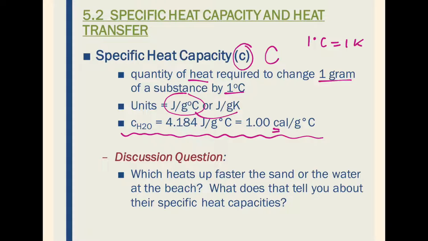Okay, so if we just have a quick little thought question here, based on what I've said so far about specific heat capacity, I want you to take a moment, pause the video, and think about this question. Which heats up faster at the beach, the sand or the water? And what must that tell us about the specific heat capacity of those two substances? So pause the video, think about that question for a moment, and press play when you're ready to hear the solution.